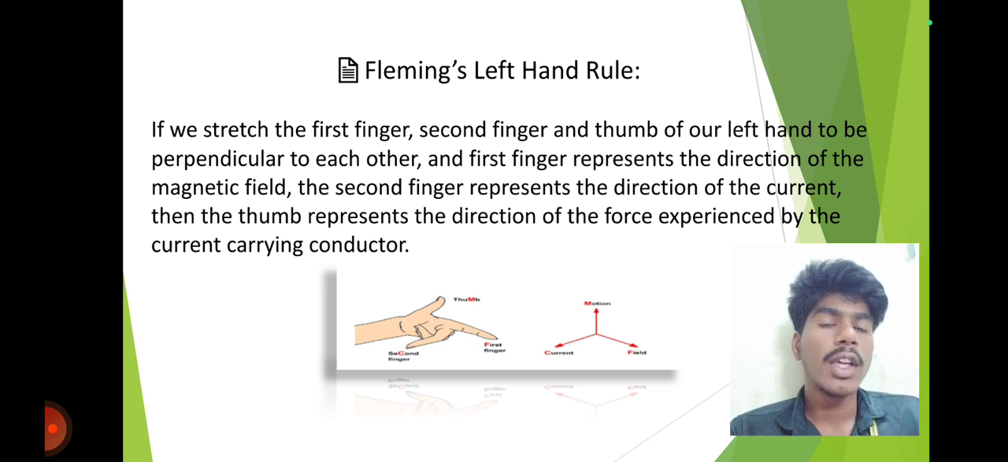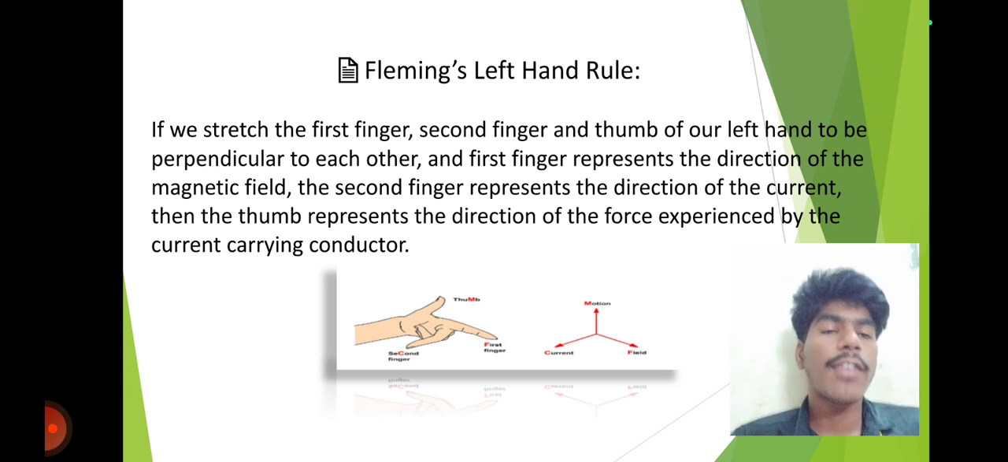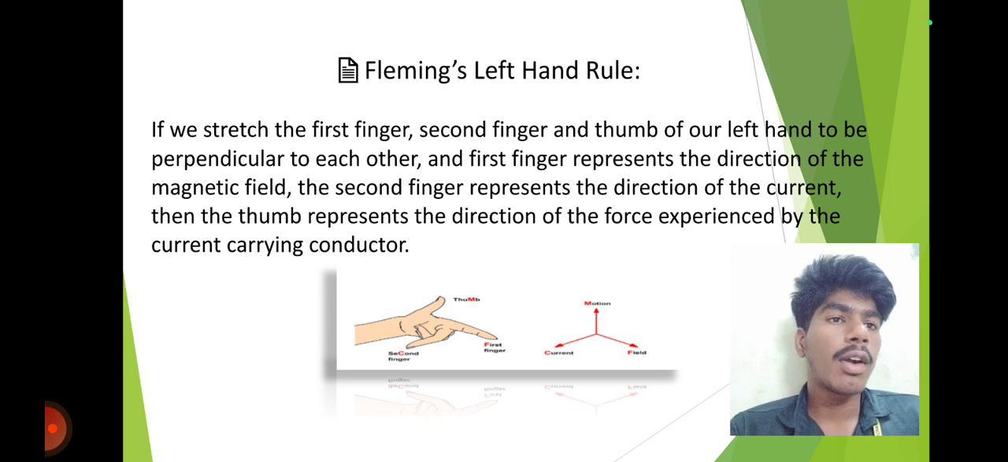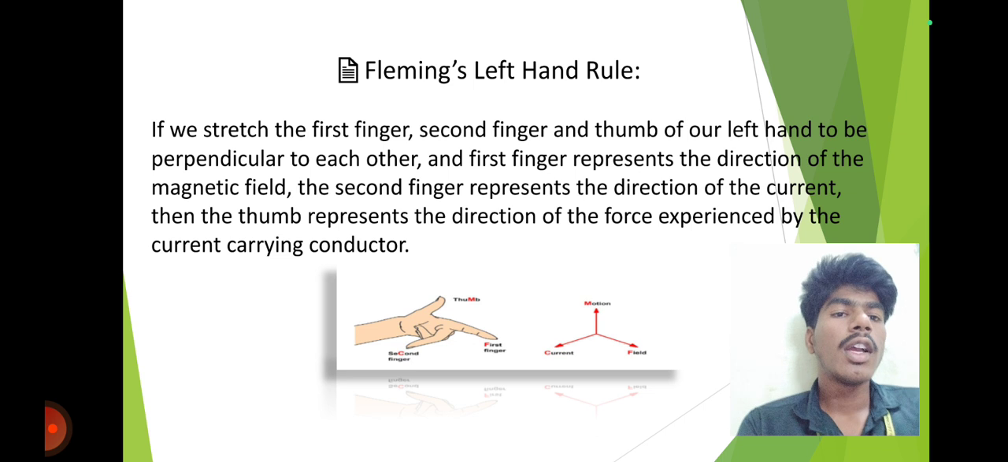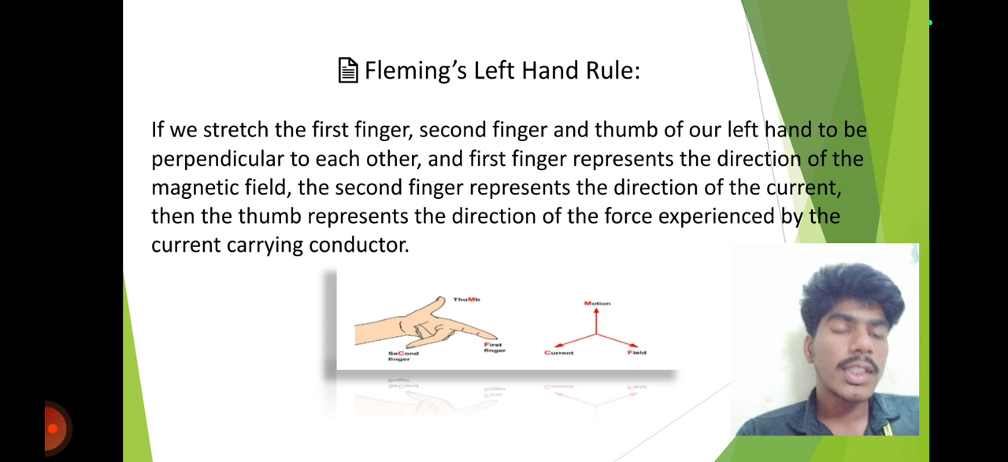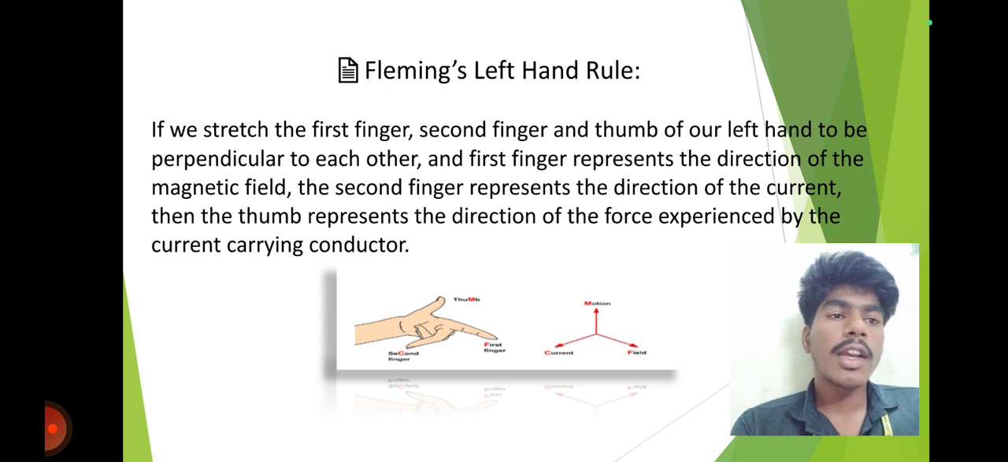Fleming's left hand rule. If we stretch the first finger, second finger, and thumb of our left hand to be perpendicular to each other, and the first finger represents the direction of the magnetic field, the second finger represents the direction of the current, then the thumb represents the direction of the force experienced by the current carrying conductor. Here we can see the above picture. We can see the current carrying direction by our fingers. This representation is Fleming's left hand rule.